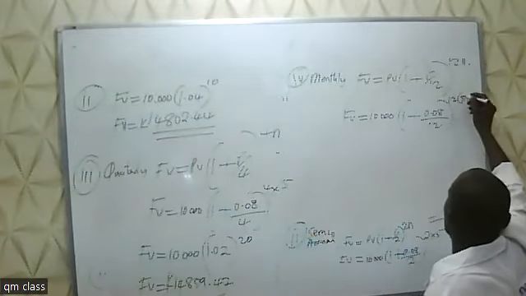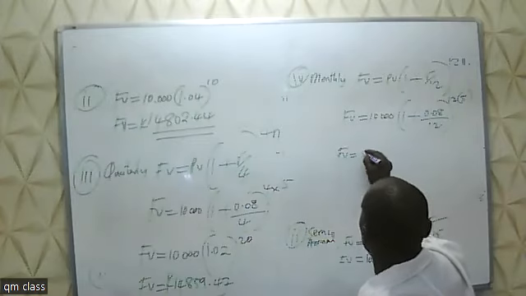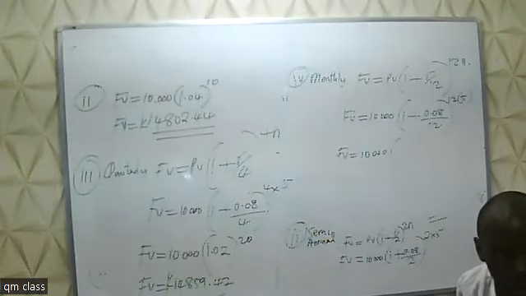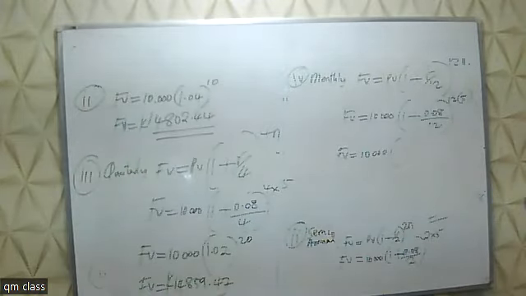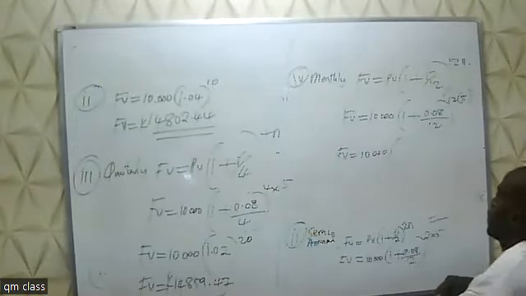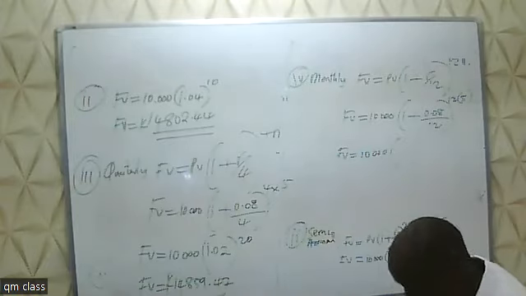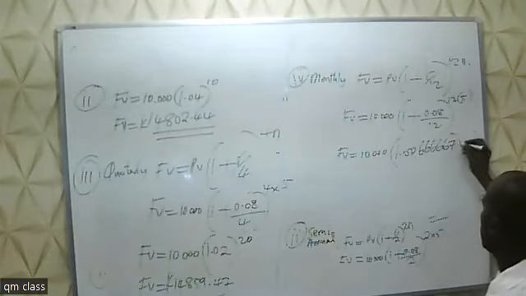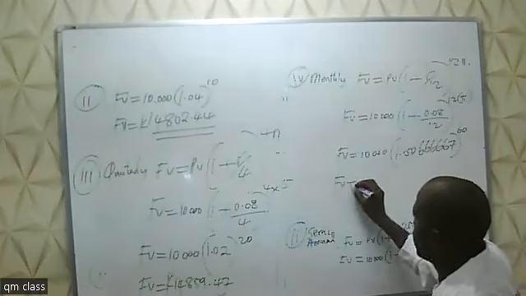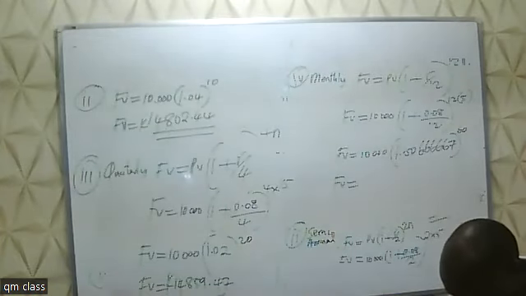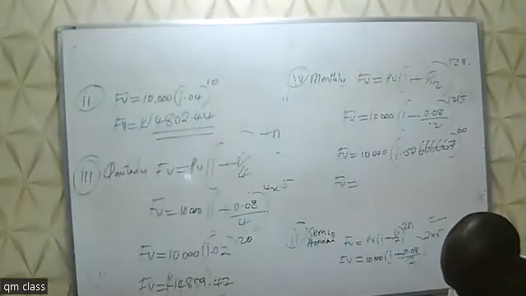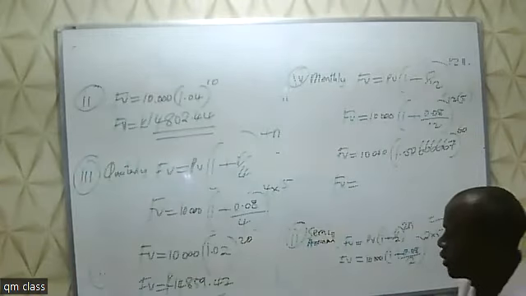Our n is 5. So our future value of this deposit is 10,000 times that expression. Then we can compute. 0.08 divided by 12, plus 1, gives us 1.006666667, to the power 60. Times 10,000, we are getting 14,898.